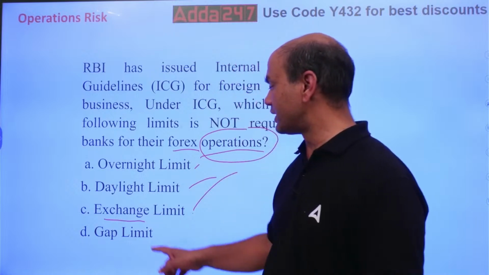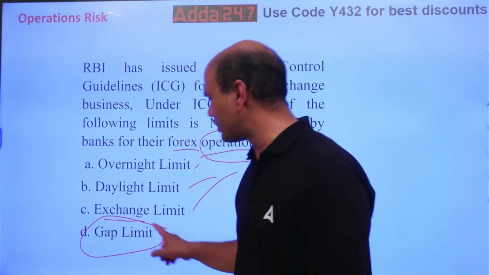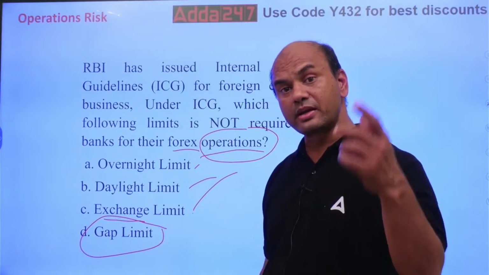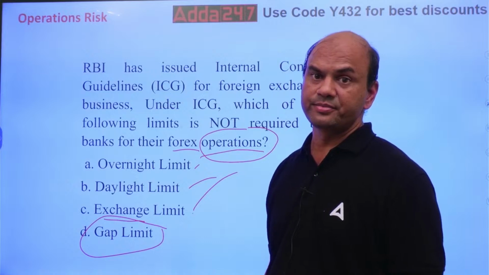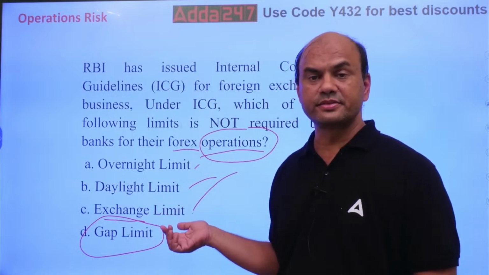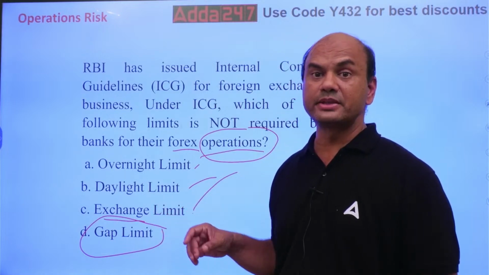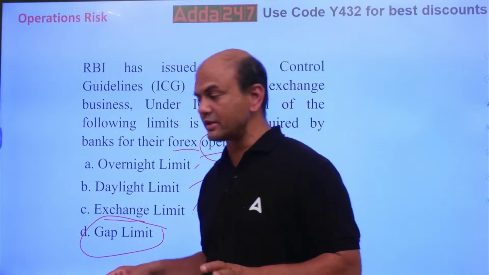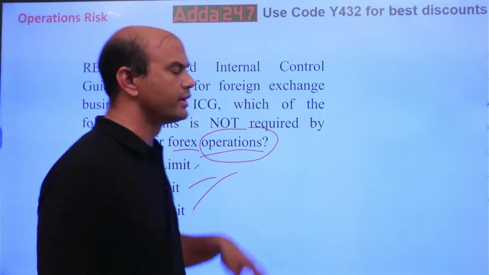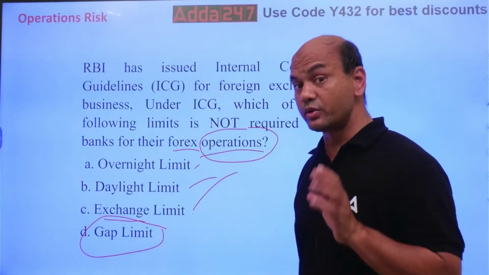And what is gap limit? Gap limit is not the part of your operations. Gap limit is related to your market risk. This is totally different from the forex operations. Got it? Gap limit means your mismatches. Gap limit comes when you have mismatches in the maturities as well as in the amounts. So this is not the part of your ICG for forex. Only for forex I am talking.